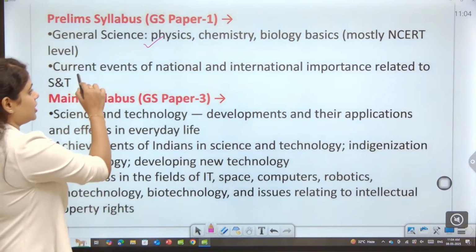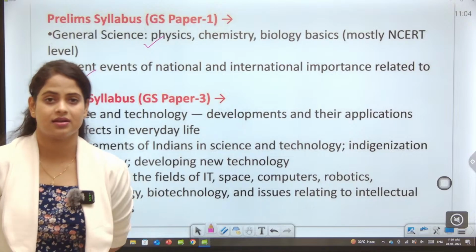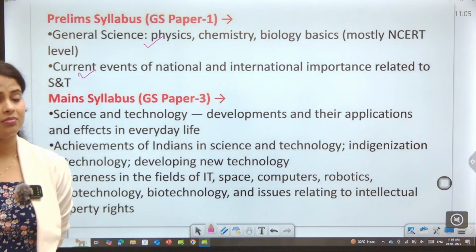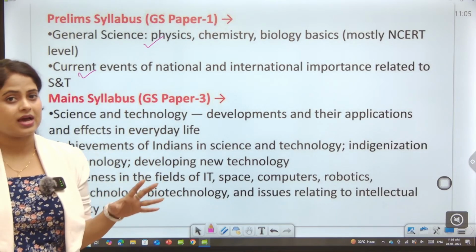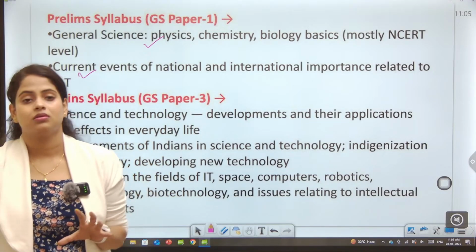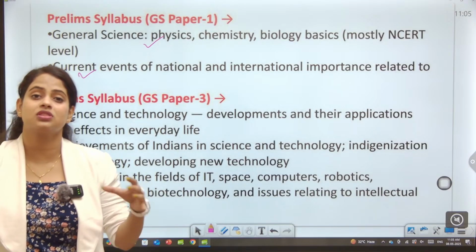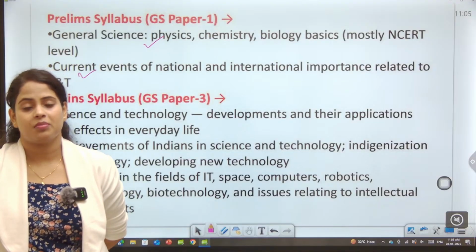And the current events of national and international importance related to science will very clearly be asked in the exam. And as I have said earlier, if you have a clear catch on the current events, on current affairs, and you can relate them with the science and tech topic, then you will score good marks in the examination.